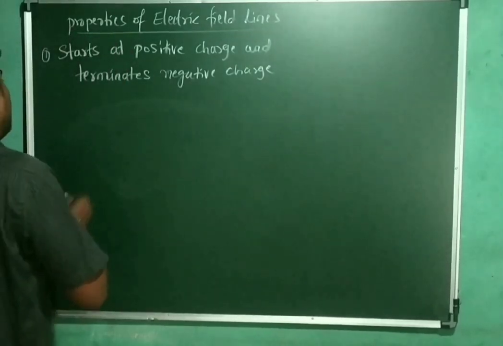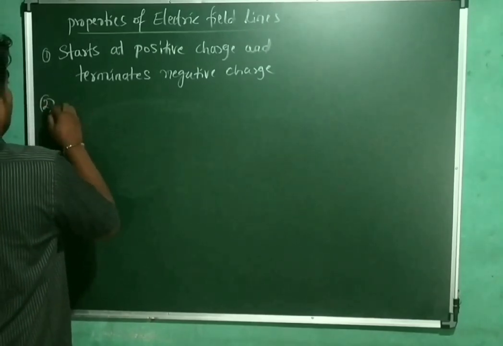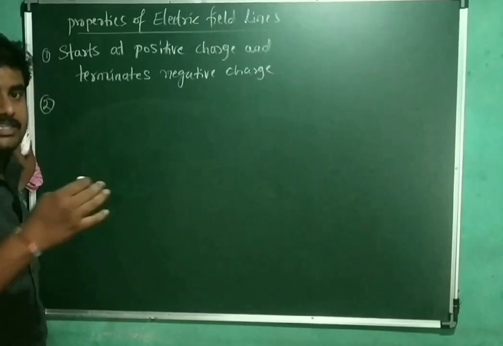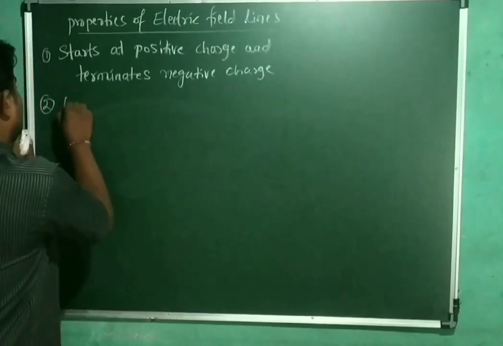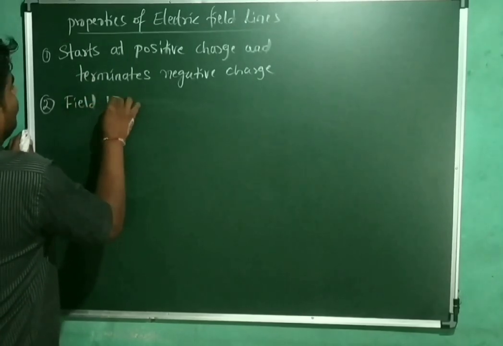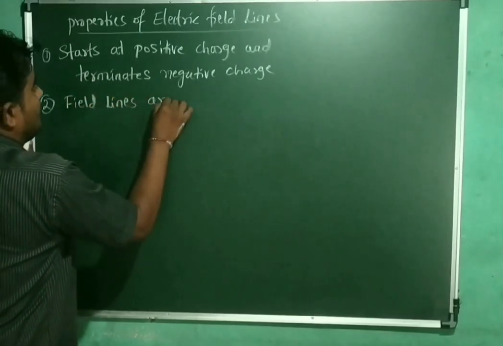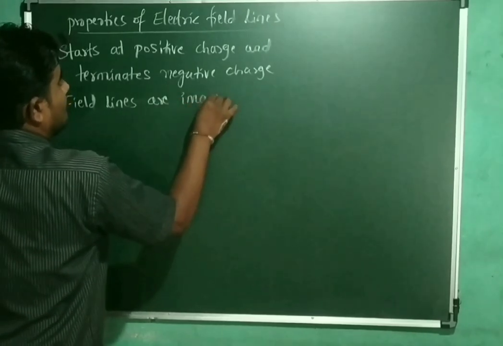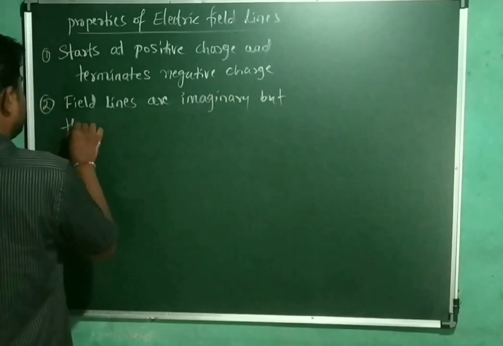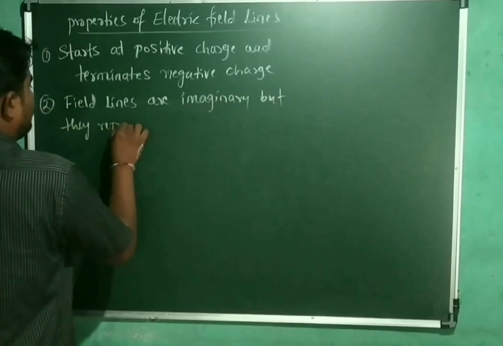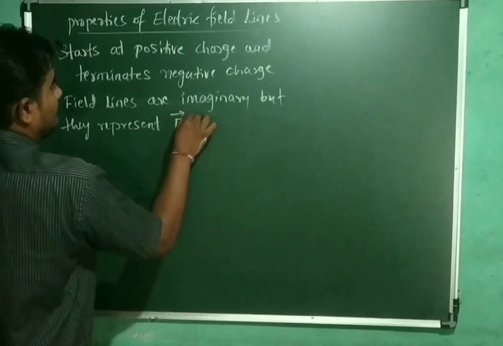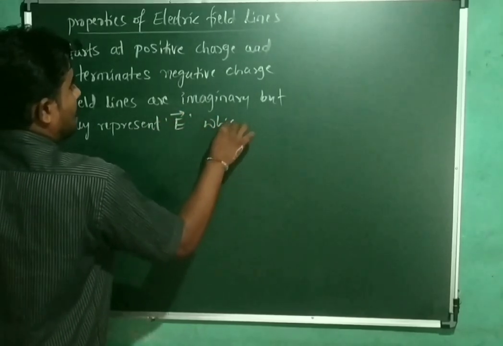Okay, second property. Electric field lines are actually imaginary lines, but they represent a quantity, that is electric field, which is a real quantity. Field lines are imaginary, but they represent electric field which is real.